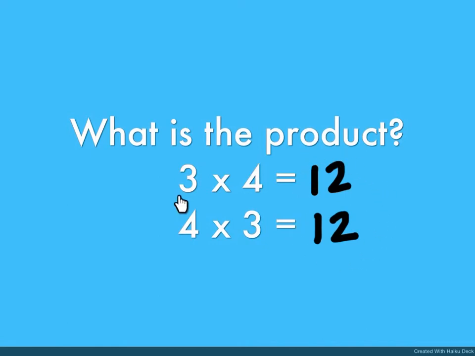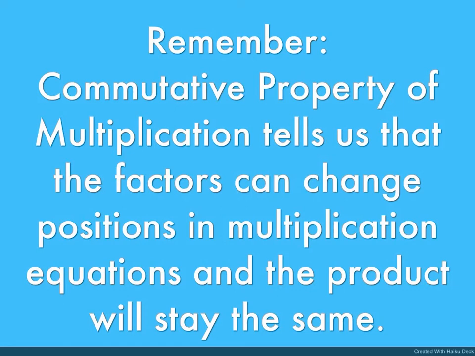It doesn't matter if 3 is first or 4 is first. The product stays the same. It is 12. Remember, the commutative property of multiplication tells us that the factors can change positions in multiplication equations, and even though the factors change positions, the product will stay the same.